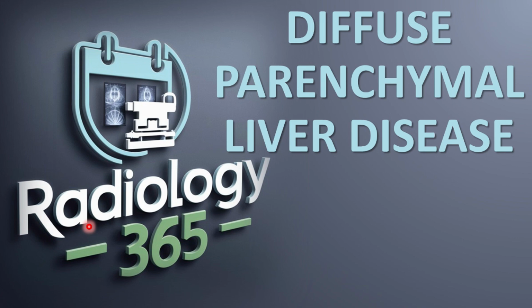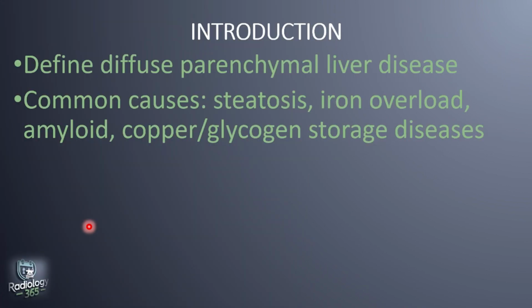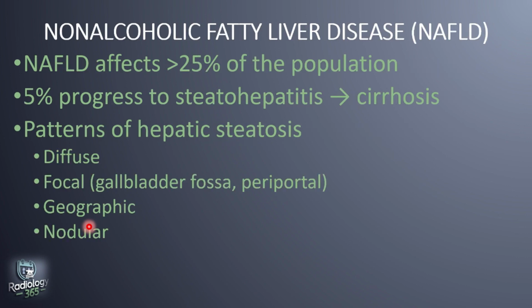Today we're going to be talking about diffuse parenchymal liver diseases. We'll begin with hepatic steatosis, then move on to iron overload disorders, amyloidosis, and Wilson's disease. We'll conclude by reviewing CT attenuation patterns that help differentiate these entities.